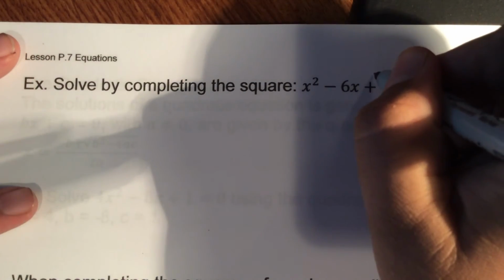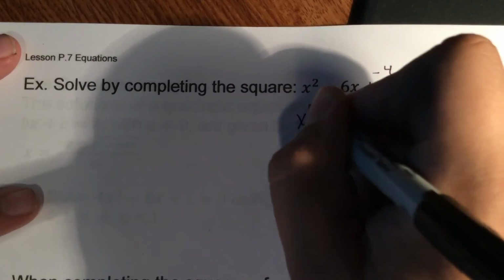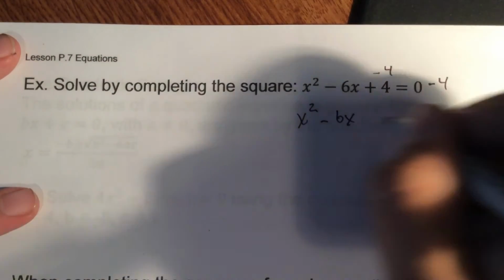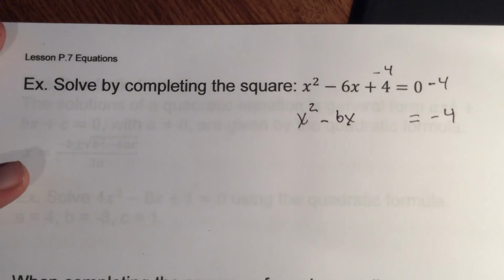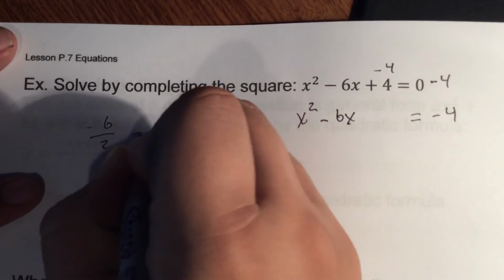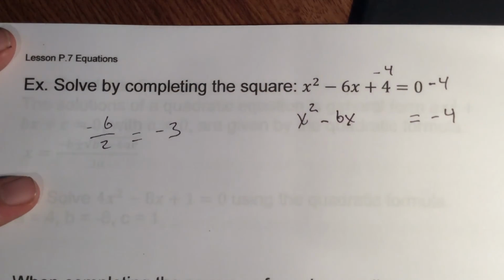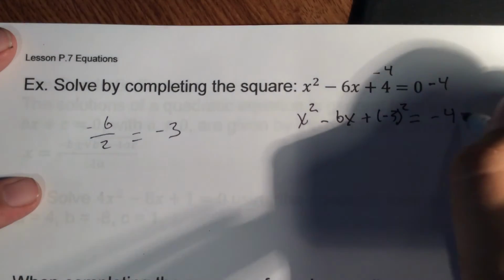So what I'm going to do is this. I'm going to subtract the 4 over right off the bat. And so I'm going to have x squared minus 6x. I'm going to leave a space and I have a minus 4. Here's why. So half of this middle term, so negative 6 cut in half, it's going to be a negative 3. So I'm going to add negative 3 squared to both sides.